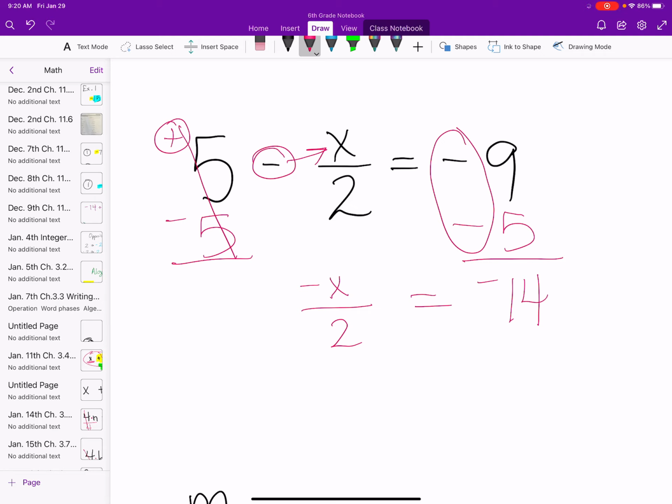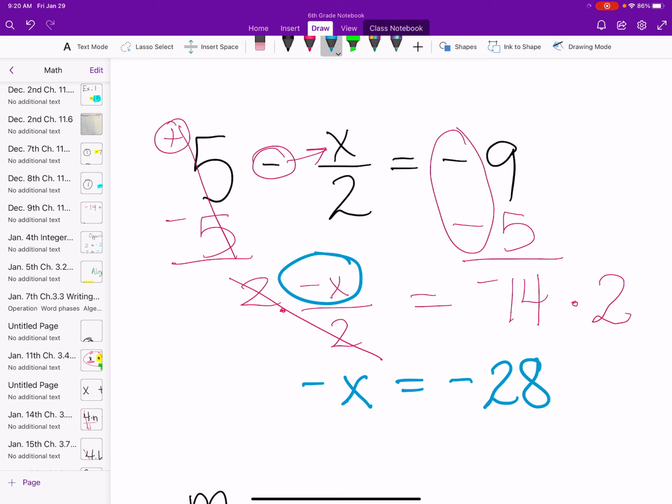Okay. On this one, you're going to say, what is the opposite of negative x divided by 2? And that would be multiplying by 2. I multiply by 2 on each side, and I still have my whole negative x here. Negative x equals negative 14 times 2, which is negative 28. Notice that we have a negative sign on each side of our equal sign, so they cancel, and we just get x is equal to positive 28 as our final answer.